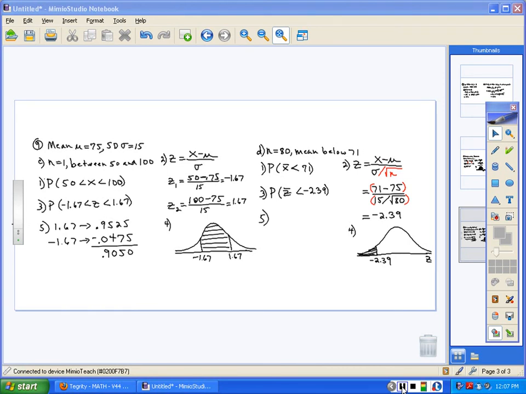So you're going to go down the first column till you get to negative 2.3, and then you're going to go all the way over to 0.09, and the area is 0.0084.